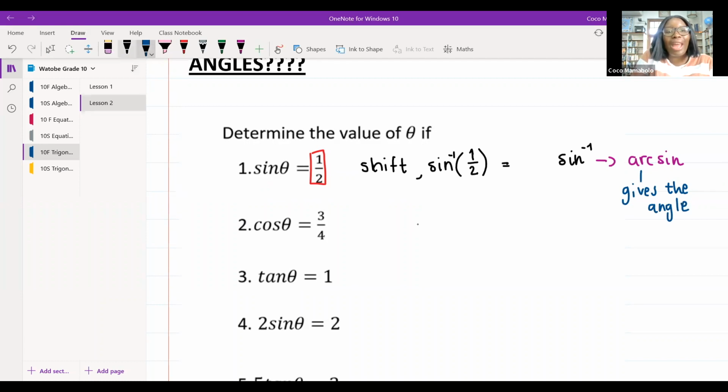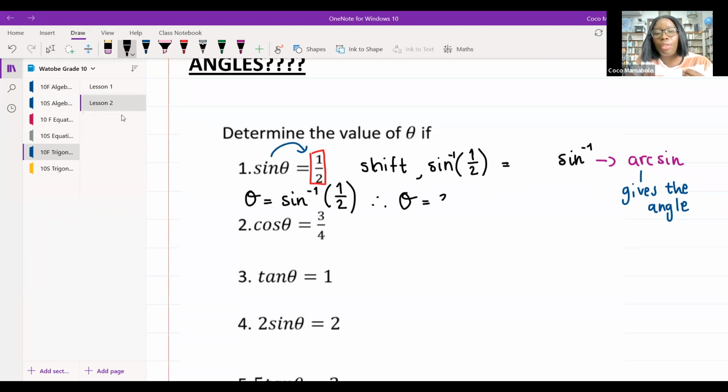When I write this down, guys, I need to write it in a way that my teacher is going to be able to read it. I'm going to write theta is equal to, and as soon as I take the sine over to that side, it's going to become arcsine. So I'm going to write theta is equal to sine to the -1, open brackets, 1/2, close brackets. And then you can go, therefore, theta is equal to 30 what?